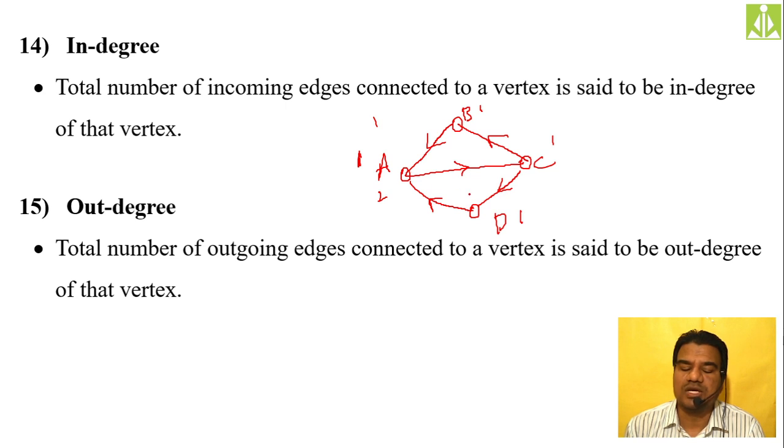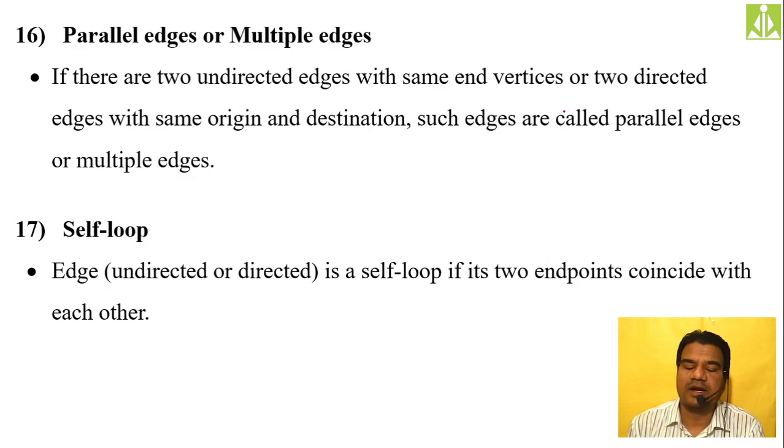Then consider this D. How many outgoing edges? Only one outgoing edge, that is going towards vertex A. So out degree is also 1 over here. For C, how many out degrees? For C, we have 2 out degrees, because one is going towards D and one is going towards B. So 2 outgoing edges, and the out degree will be 2. So like this you can remember in degrees and out degrees, and these are possible only in the case of a directed graph. Remember this one.